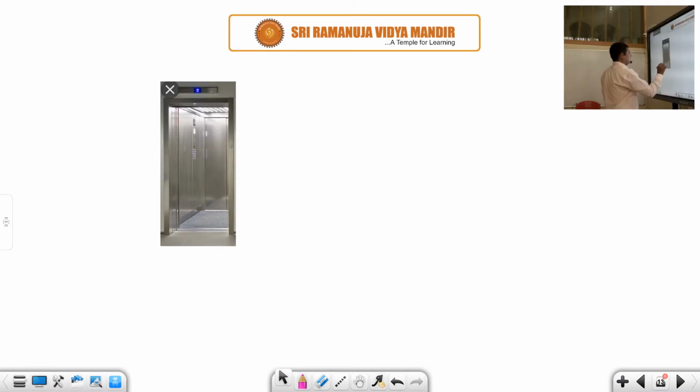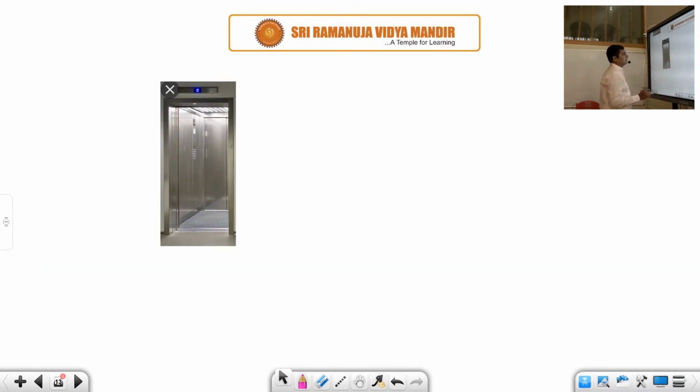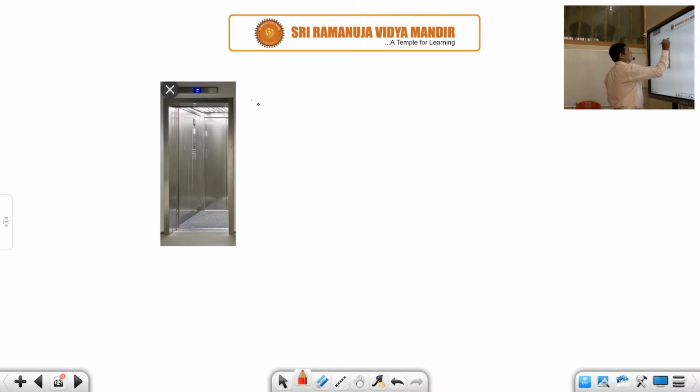Now here, anyway, I'll directly write. So this second case, the lift is going with 5 meters per second upwards, and then a coin is being dropped. Now it will fall on the floor of the lift. How much time does it take? That is t2. So now we have to compare.